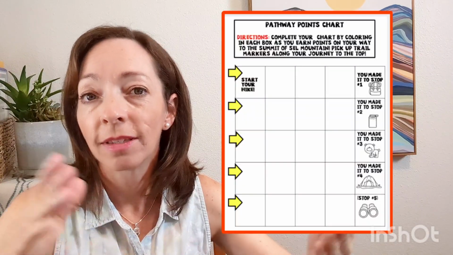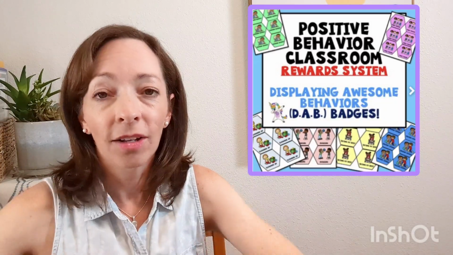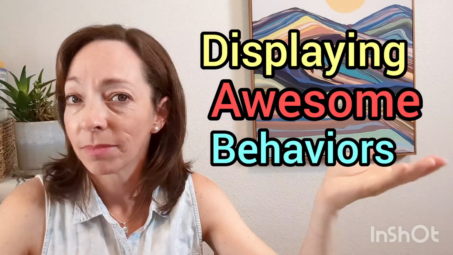Summit SEL is a curriculum program that I developed based on my years of being a school psychologist and some of the social and emotional learning activities that I created and use in classrooms that I support at my schools. And every grade level curriculum includes 3 things. The first is a pathways points chart so that students can see their progression in the program as they learn different social and emotional skills. The next is a classroom positive behavior system for you, the teacher, called D.A.B badges. It stands for Displaying Awesome Behaviors, D.A.B.